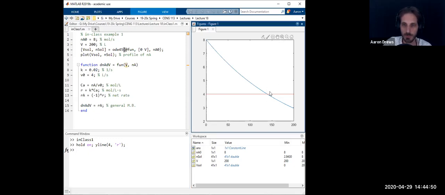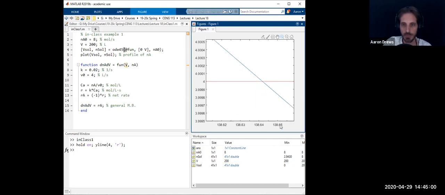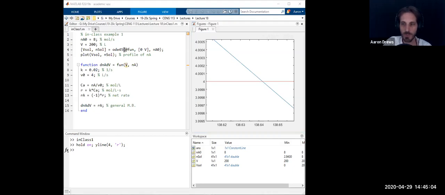So I could just grab my cursors here and sort of zoom in, get nice and close to it. That's pretty accurate, right? Somewhere around 138.6 or so is roughly what we're getting. And that's very close to what we got when we solved it analytically. And in fact, the two are essentially identical.